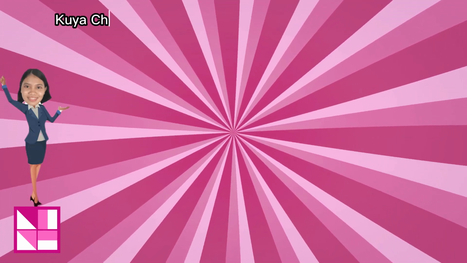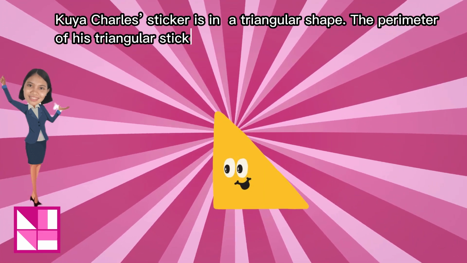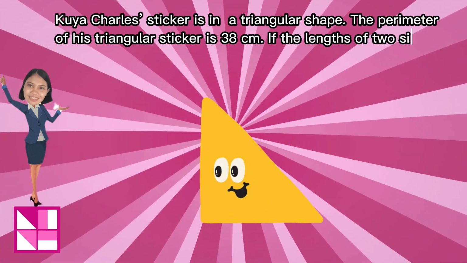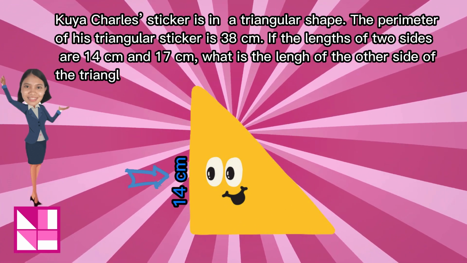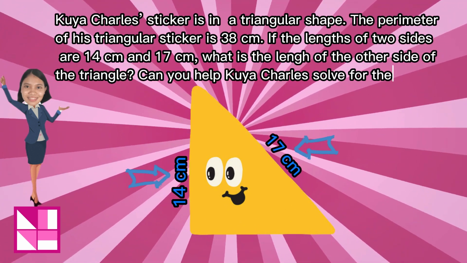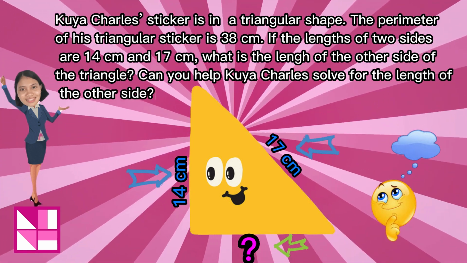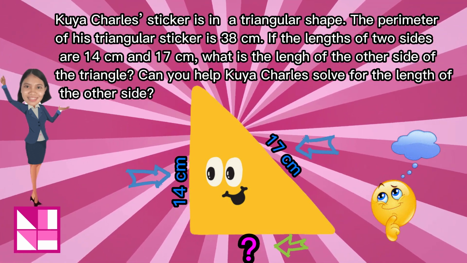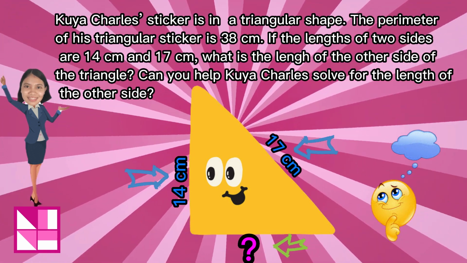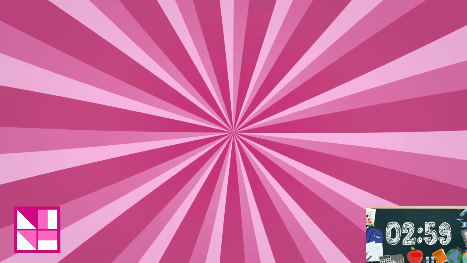Kuya Charles' sticker is in a triangular shape. The perimeter of his triangular sticker is 38 cm. If the lengths of two sides are 14 and 17 cm, what is the length of the other side? Can you help Kuya Charles to solve the length of the other side? If yes, you have 3 minutes to help Kuya Charles. Your timer starts now.